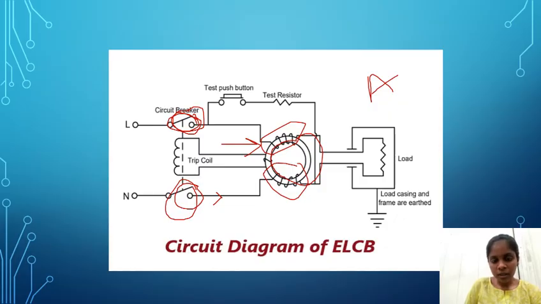When the magnetic field is generated, it pulls the trip coil towards it, and when it pulls, the circuit will be open on both sides. So in this way, the circuit is protected.